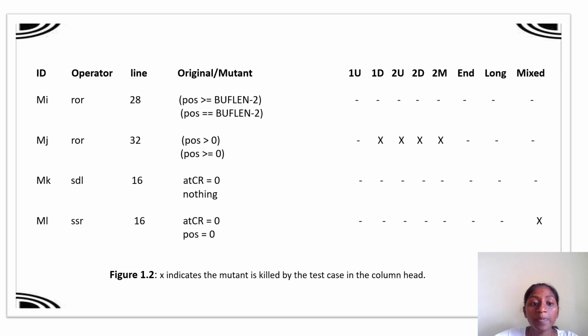MJ, operator ROR, line number 32: position is greater than 0, mutated to position is greater than or equal to 0. In test cases 1D, 2U, 2D and 2M, the mutant is killed. MK, SDL, line number 16: the original is at CR is equal to 0, and the mutant deletes it, so nothing. Here no mutant is killed. MI, SSR, line number 16: at CR is equal to 0, mutated to position is equal to 0. The mixed test case kills the mutant.